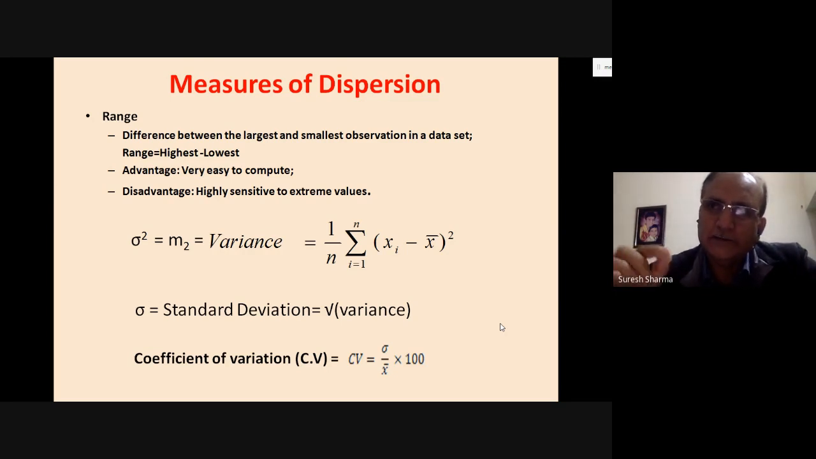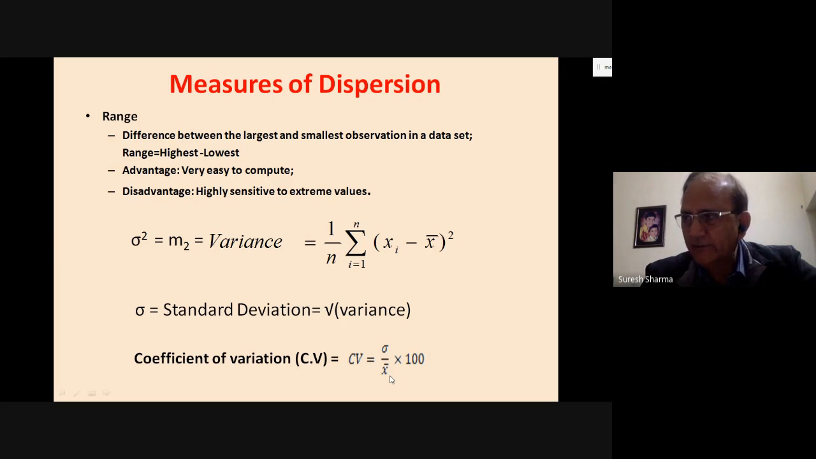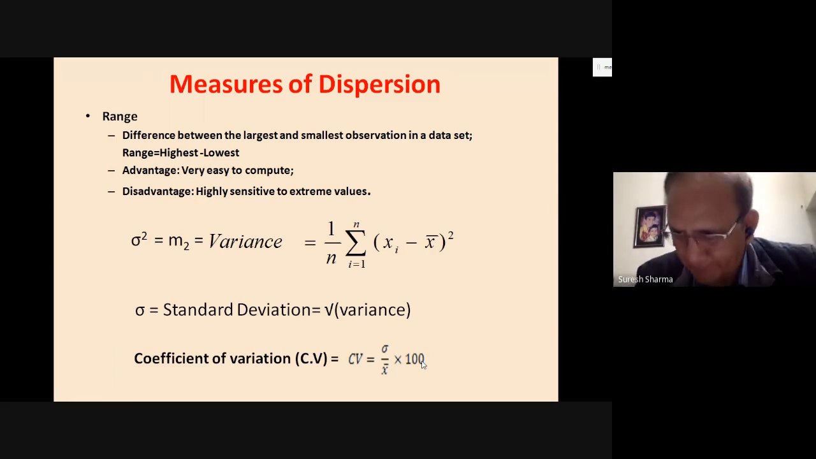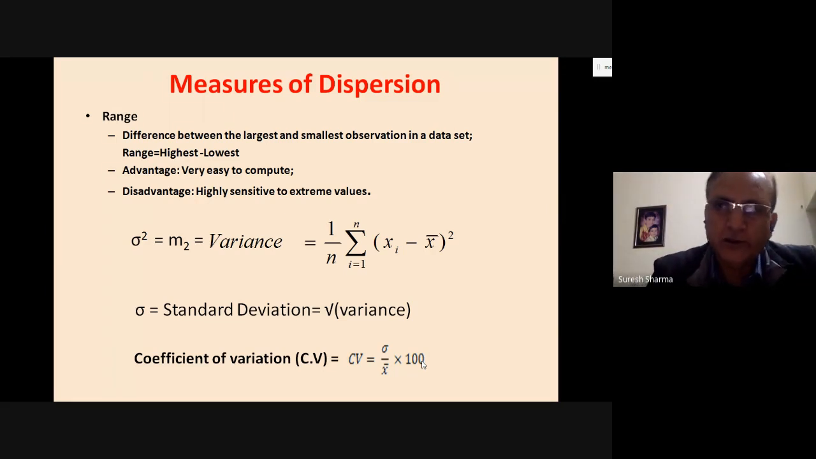I'll compute the standard deviation of height and also the mean of height. Let's say they are in centimeters. Divide standard deviation by mean, so the units get canceled because both are in the same units. Multiply by 100 to give you a percentage: sigma divided by x bar, multiplied by 100. For height, the value comes out to be 17%. Now it is free from units.